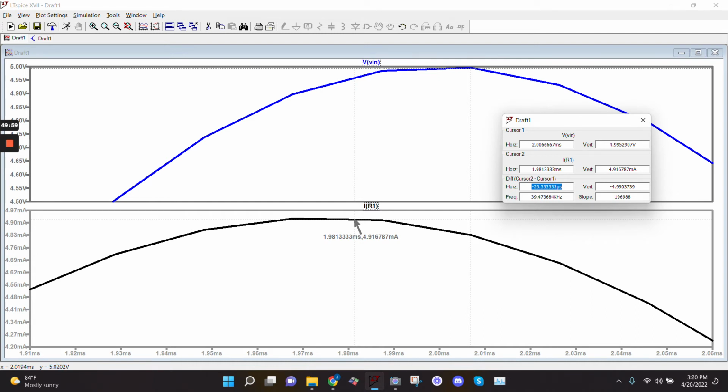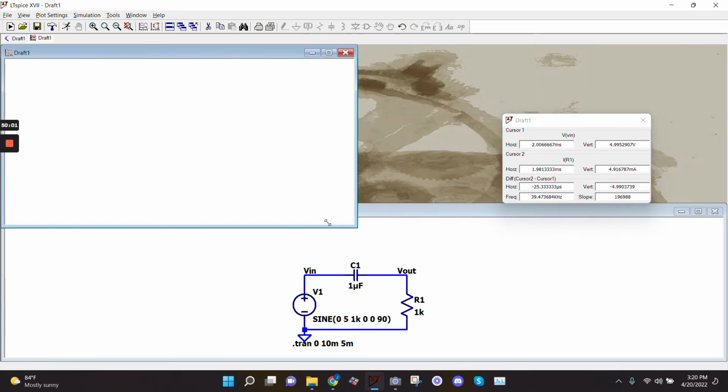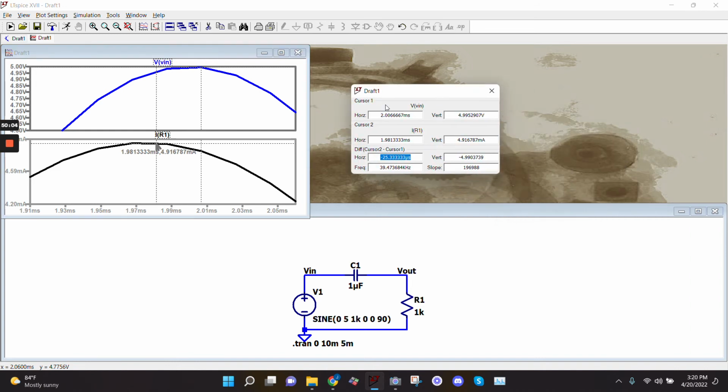So make sure you get a little snip showing that your two cursors are on the peaks, and then this next to it or something. That's good? All right, so we found Vin's phasor. Okay, now we need to find Vout's phasor.